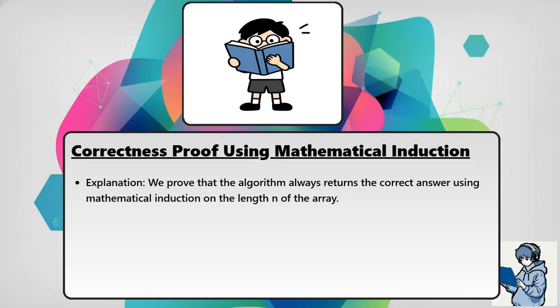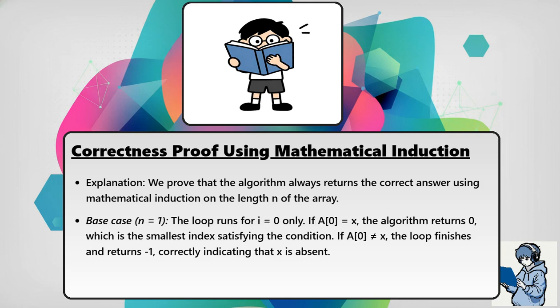Explanation. We prove that the algorithm always returns the correct answer using mathematical induction on the length n of the array. Base case n equals 1, the loop runs for i equals 0 only. If a_0 equals x, the algorithm returns 0, which is the smallest index satisfying the condition. If a_0 does not equal x, the loop finishes and returns -1, correctly indicating that x is absent.